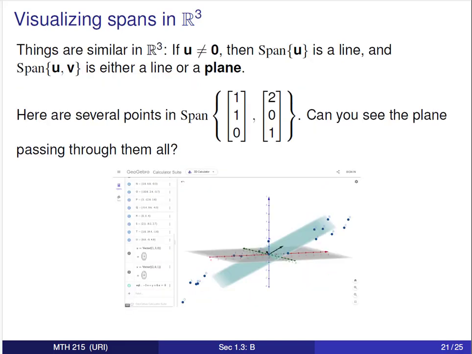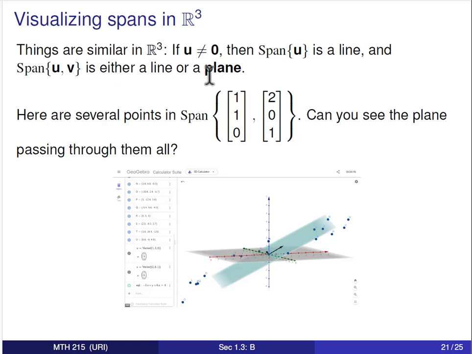All right, now similar things happen in R3. If our vectors have three components, there are a few differences, but the important thing is the shape of things. If you have a vector from R3 that is not equal to the zero vector, then the set of all linear combinations of that vector just ends up producing a line, the same as it did in R2. The span of a single vector that's not zero is a line. And similarly to R2, the span of u, v is either a line or a plane.